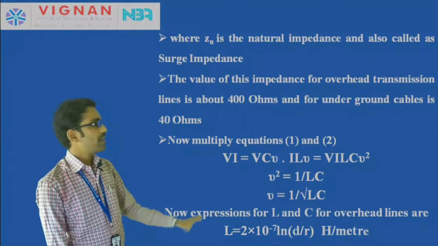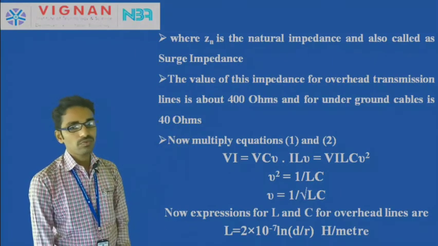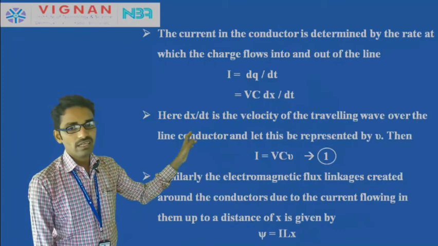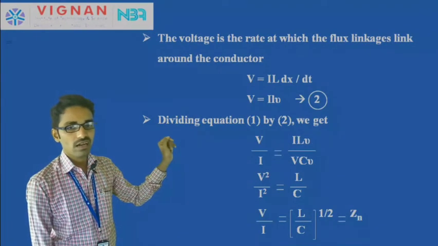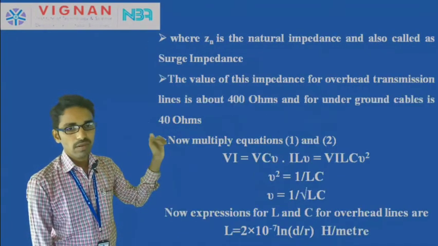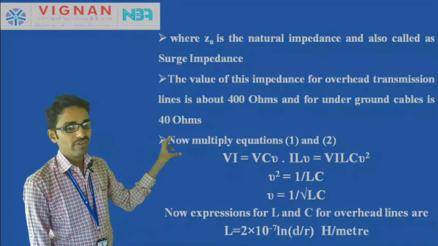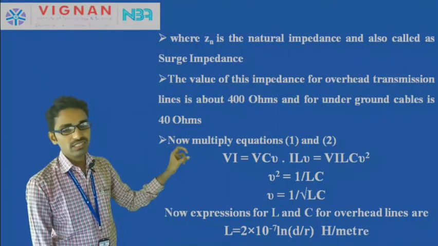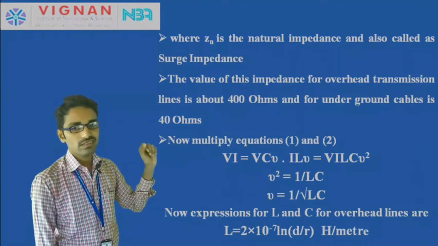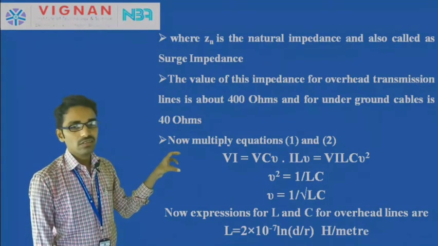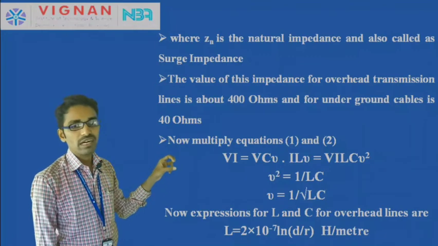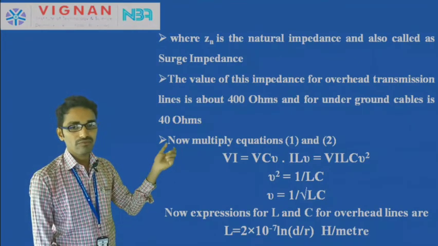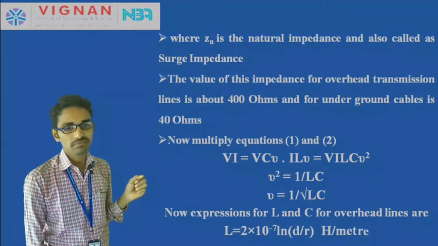Now, multiply equations 1 and 2. Equation 1 is I and equation 2 is V. Multiplying those two equations, V into I is equal to V C nu into I L nu, which is equal to V I L C nu square. Then you get nu square equal to 1 by L C, so nu is equal to 1 by root of L C.